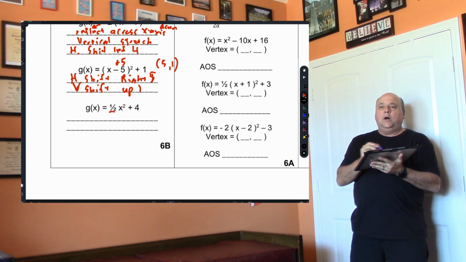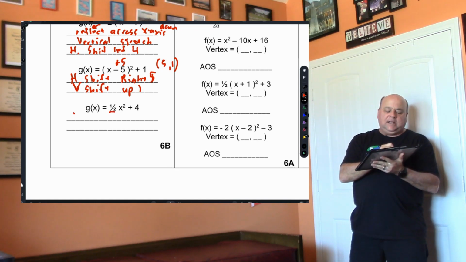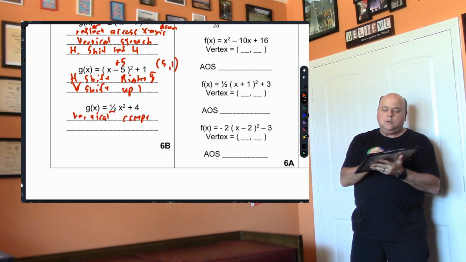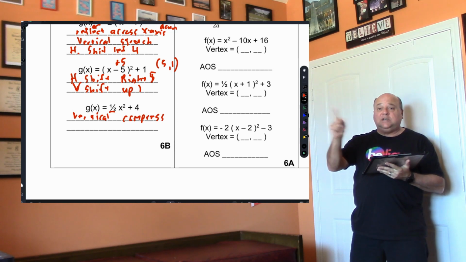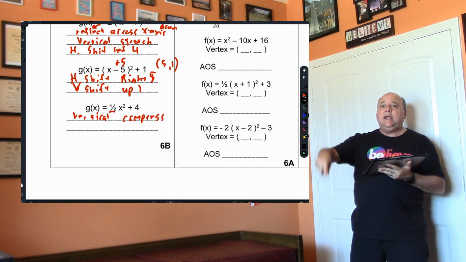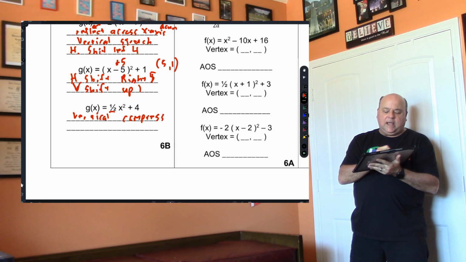Right here, the 1/2 is going to make it wider. That's a vertical compress. There is no parentheses. We are not moving this left or right, and it's moving up 4. So we have a vertical shift up 4.